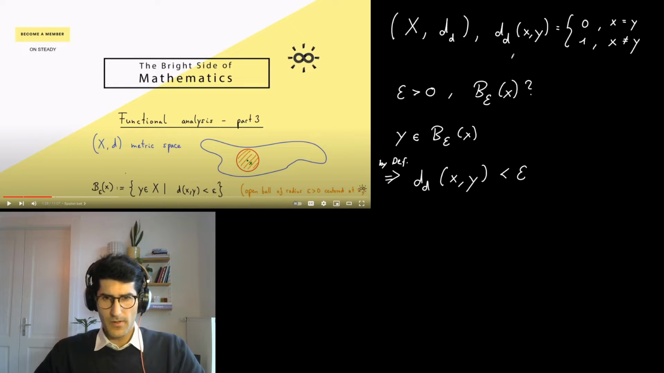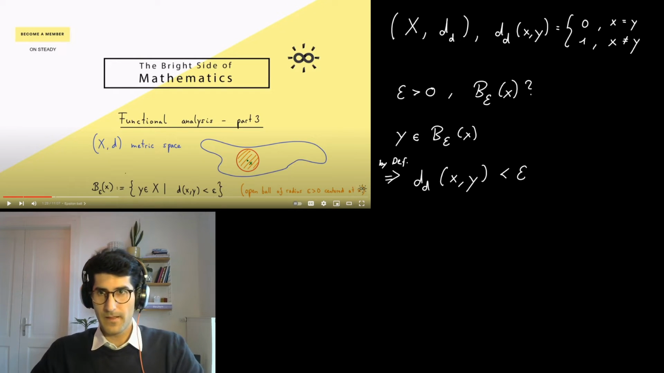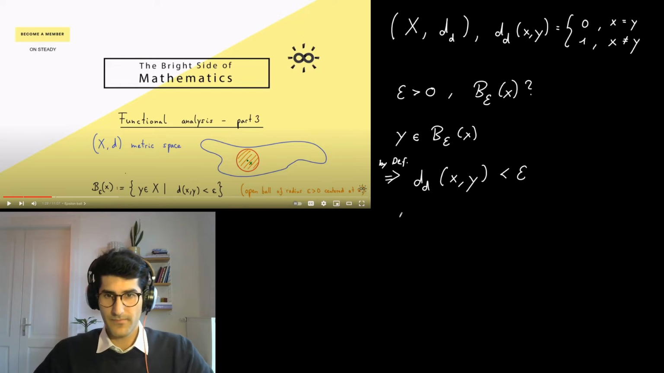Alright, so what can happen now? We have a discrete metric, and as you can see from the definition, the discrete metric given a pair of 2 points can only take one of 2 values. Either it's 0 or it's 1. So namely, we need to check whether this inequality here can be fulfilled. So let's do a case distinction.